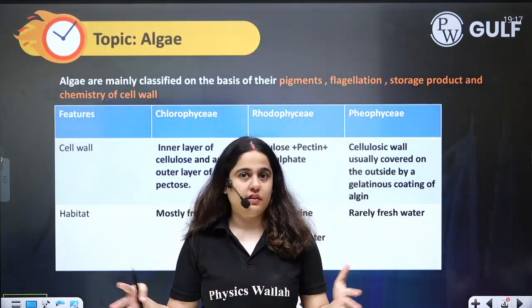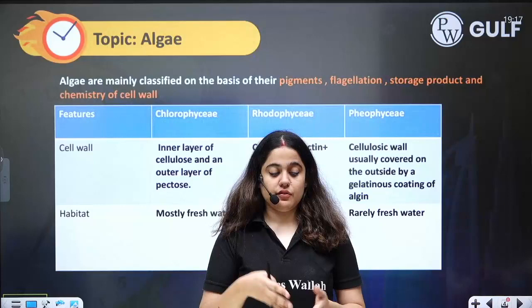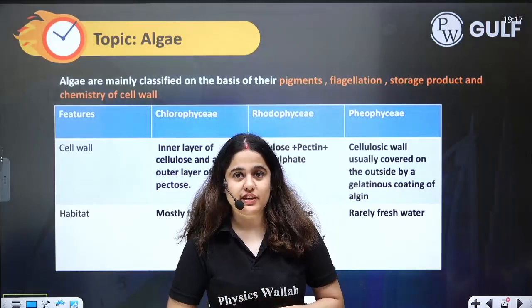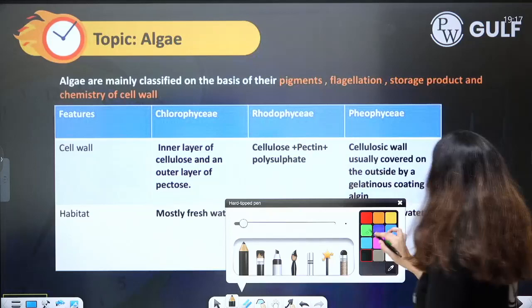And what we are going to study in this chapter is, in Kingdom Plantae, first we are going to study algae, then bryophyte, pteridophyte, gymnosperm, and a brief about angiosperm. So without any further delay, let's start with our discussion. So here, as you can see, algae, what is algae? Algae is one of the lowest plants.